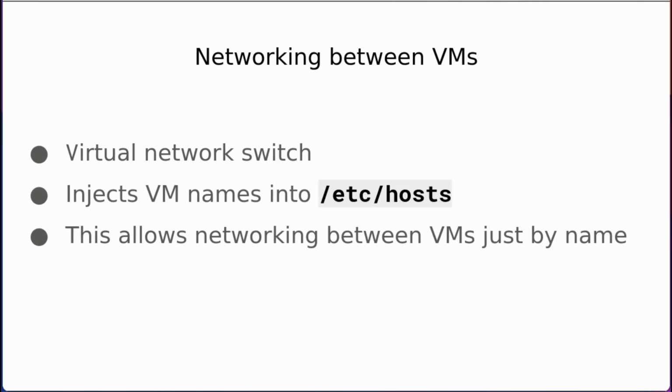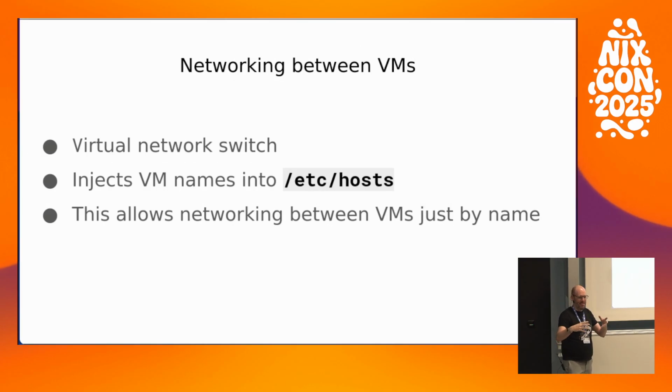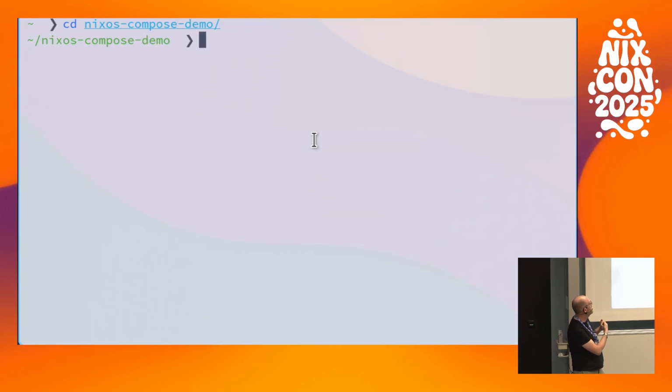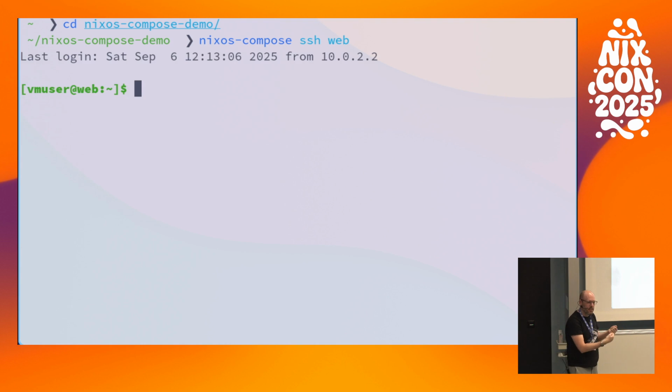The next thing that nixos-compose does, which is really important for being able to simulate these setups of multiple machines, is networking between these VMs, right? As soon as you spin up your first VM, it spins up a virtual network switch, which is another process that runs on your host machine and is managed by nixos-compose. And it connects all the machines to that switch.